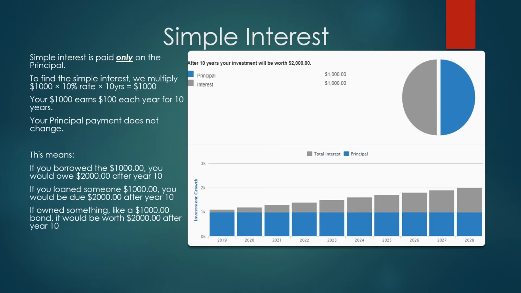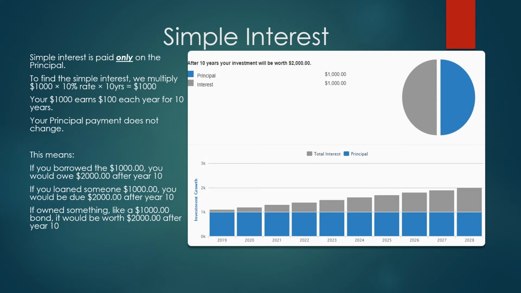Simple interest is paid only on the principal. If you look at the chart to the right, your principal in blue remains the same over the course of the 10-year period in this particular example. And as each year goes by, you get 10% added to your principal, every year. So that's an additional $100 every year. After 10 years has gone by, you've earned $1,000. Added to your principal, you now have $2,000 in your account.